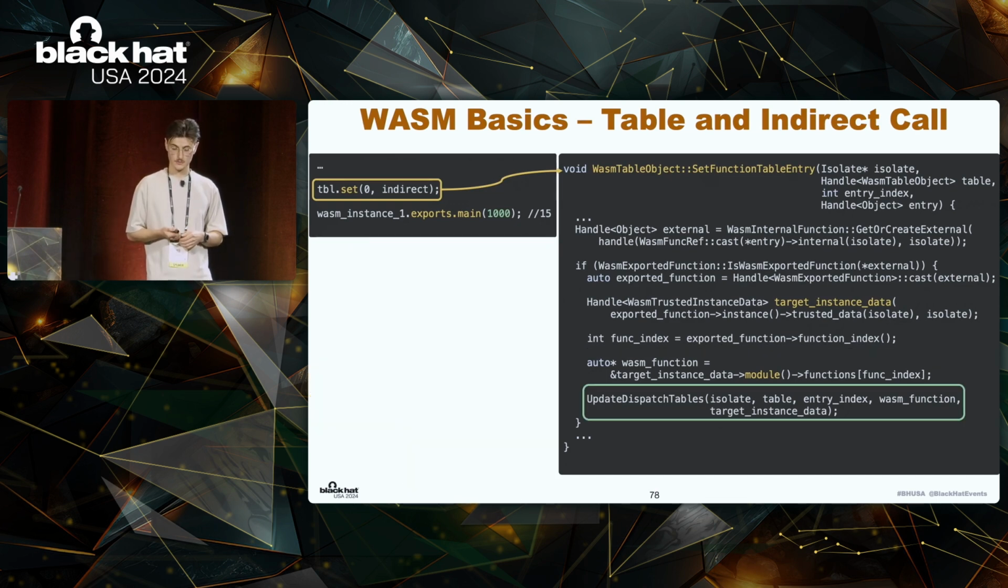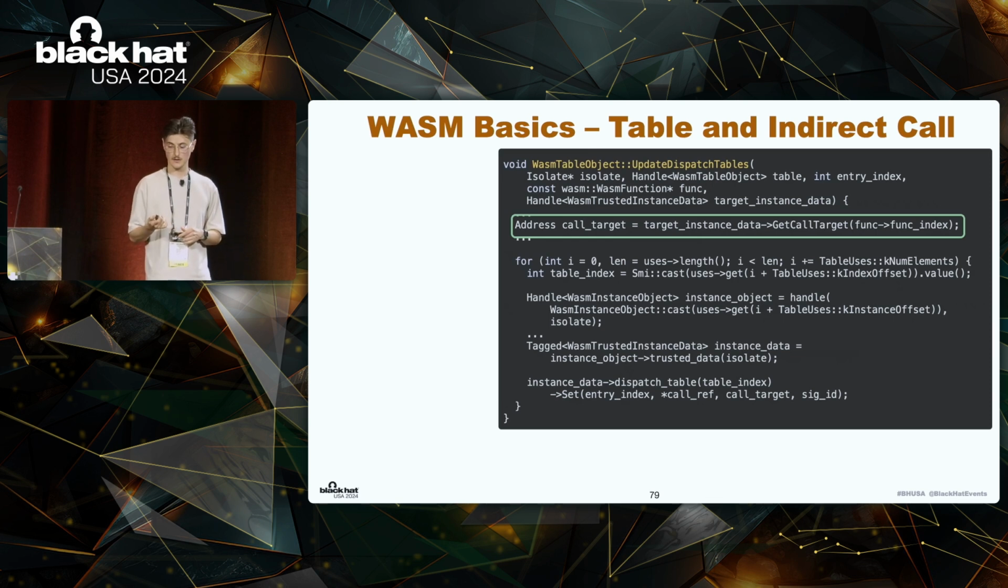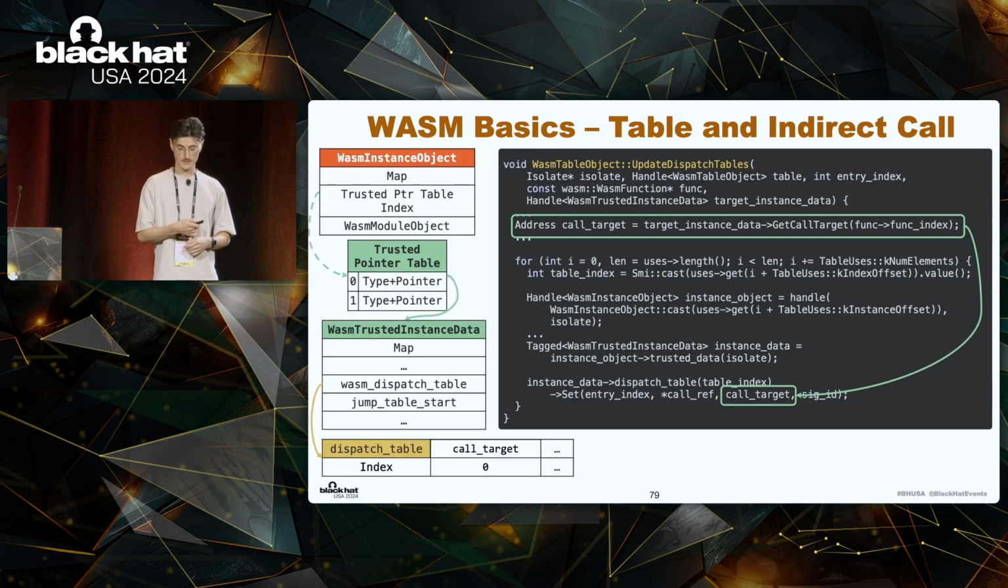And we use that function as a parameter inside the update dispatch table, where more specifically its function index is used as a parameter for the get call target call here, which computes the call target of the function, and we use that in order to set the call target inside the dispatch table. As can be seen on the left here, the dispatch table now has at index 0 the call target of the indirect function.